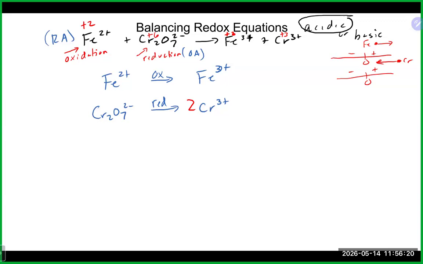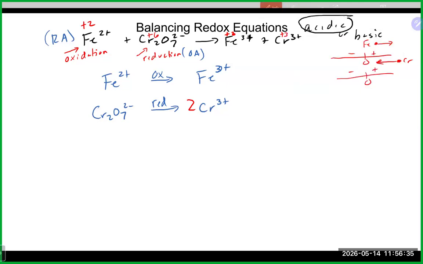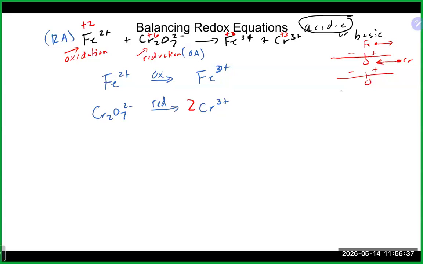So it has to sort of be balanced in those both ways when we're done. Now that we have basically balanced everything other than oxygen and hydrogen, usually at this point, we then go after oxygen. And the way that we balance oxygen in this type of situation is we add water, a little H2O, to whichever side needs the oxygen.